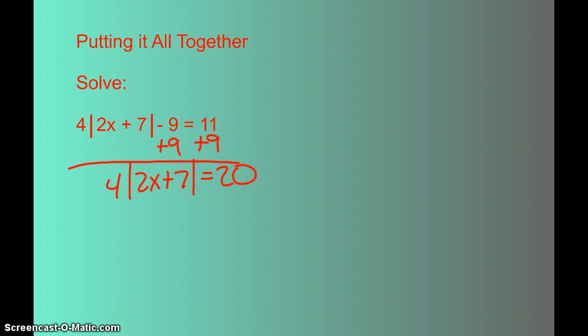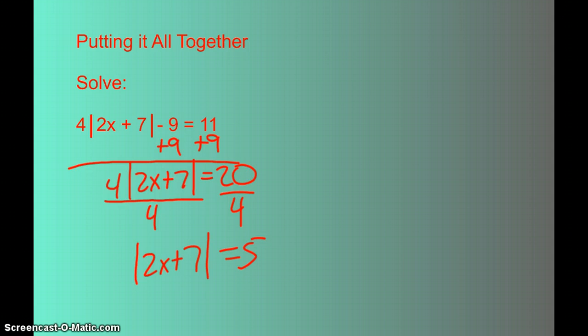Now a lot of people would say, why not -7? Remember, those absolute value bars lock that 2x plus 7 in. I cannot do anything to the things inside the absolute value bars. Now, I still can't get rid of the absolute value bars because that 4 is there. So I divide by 4 on both sides. Now, we have an absolute value by itself.